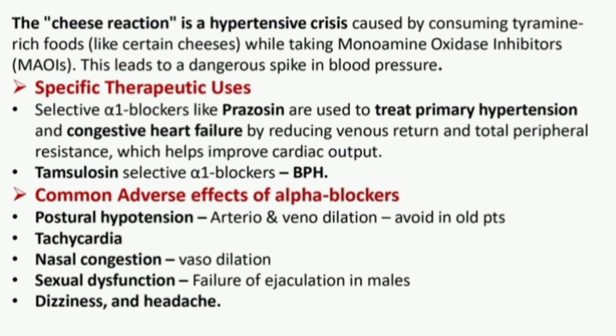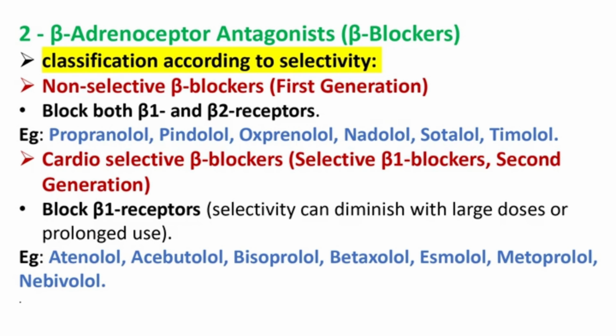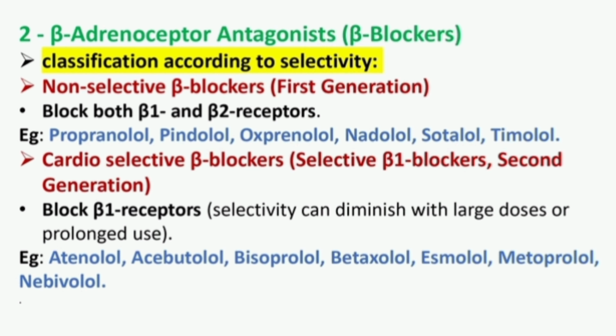Okay. And the next classification is beta adrenoreceptor antagonists. First we discussed alpha adrenergic antagonists. So next one is beta adrenergic antagonists. That means beta blockers. The first classification of beta blockers is based on selectivity. The first one is non-selective beta blockers, first generation. From the heading we can understand that it will block both beta 1 and beta 2 receptors. Examples are propranolol, pindolol, oxprenolol, nadolol, sotalol, timolol. These are the main drugs coming under this classification.